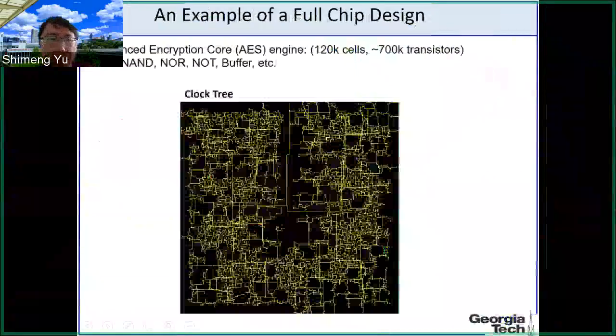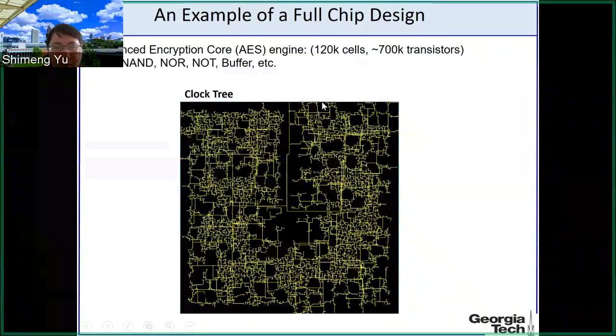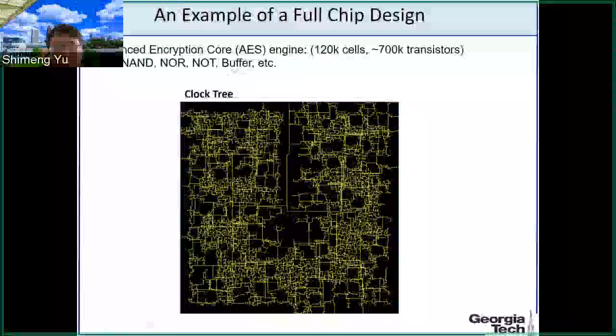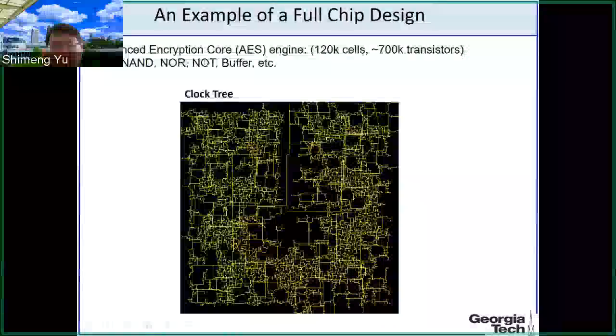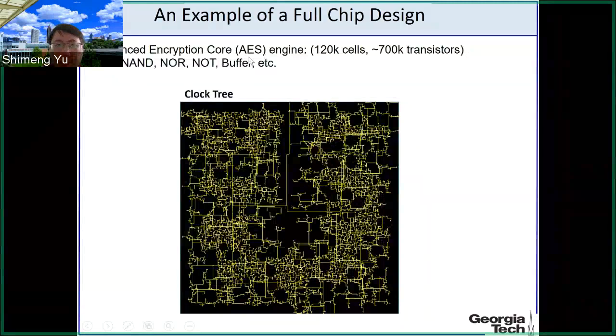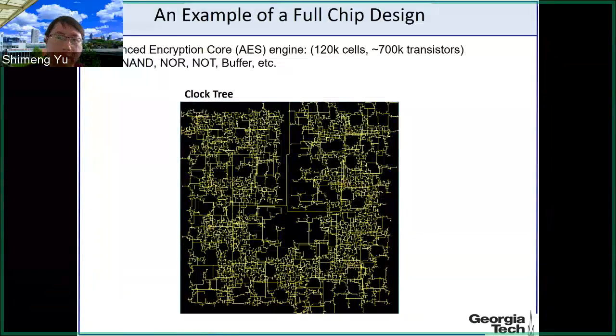So here we want to show one example of a real chip design. Here you see the layout of the block tree for this chip. This chip is for the AES encryption, which is a standard way to encrypt data these days. This is the way you encrypt your password or your Wi-Fi communication.